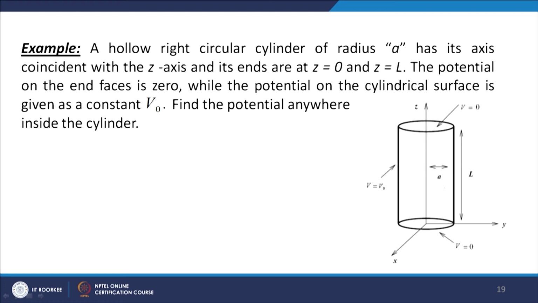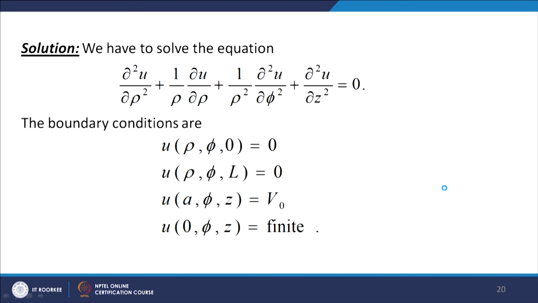Here in this solution we have taken the potential as u, so I have denoted it by u. So we have to solve the equation del square u by del rho square plus 1 by rho del u by del rho plus 1 by rho square del square u by del phi square plus del square u by del z square equal to 0.